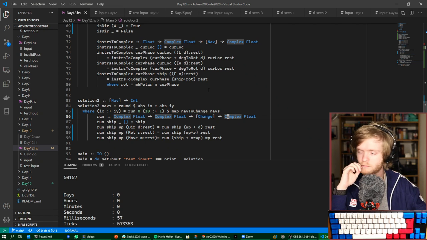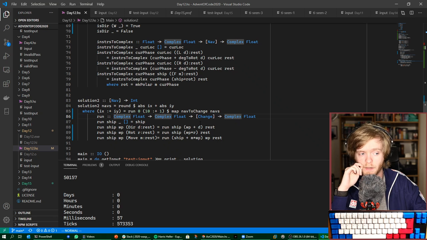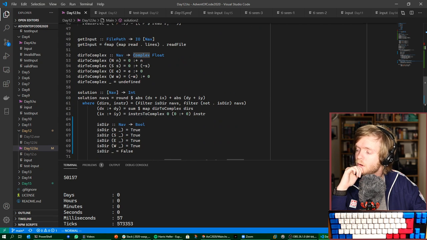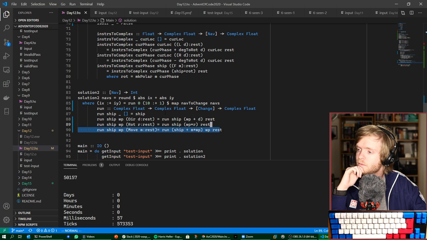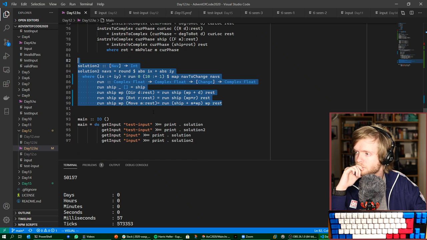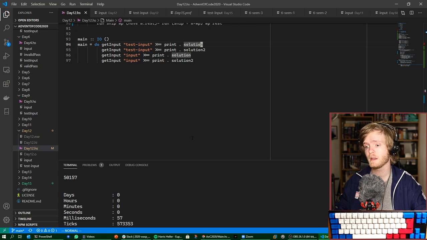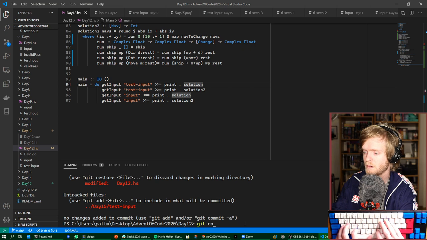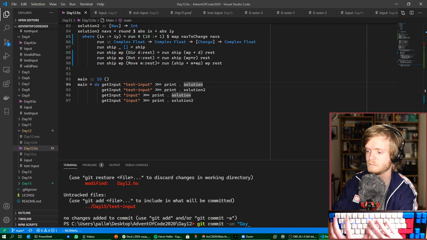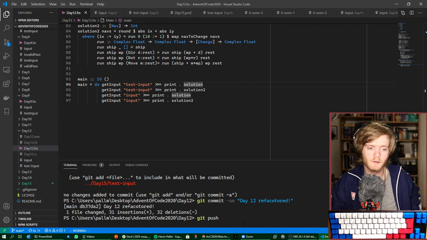Okay. Let's see. Yeah, so I think this is quite nice. Quite fast. And the solutions themselves are easily expressed, which is nice. All right, I think that's gonna be all for today. We did 2 days today. Git commit am day 12 refactored. Git push.